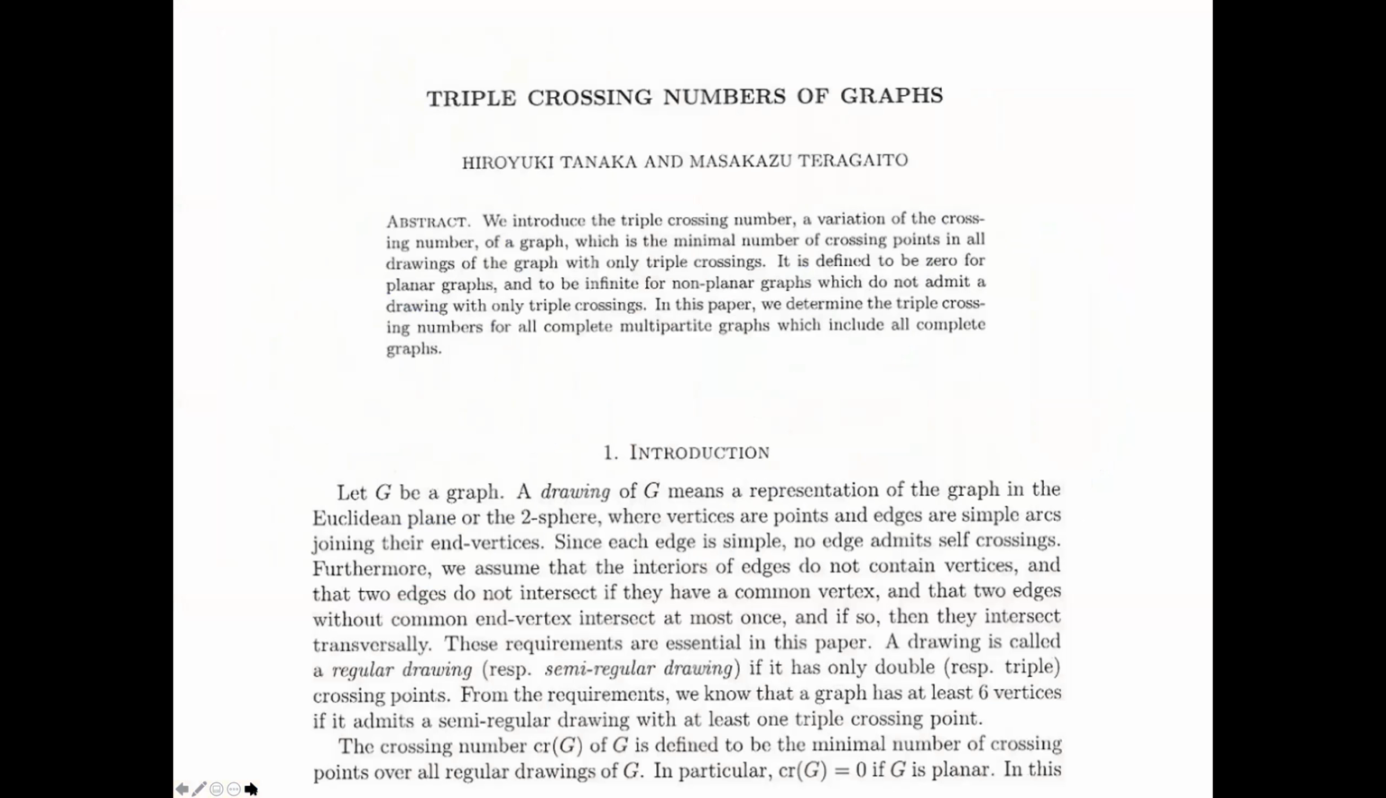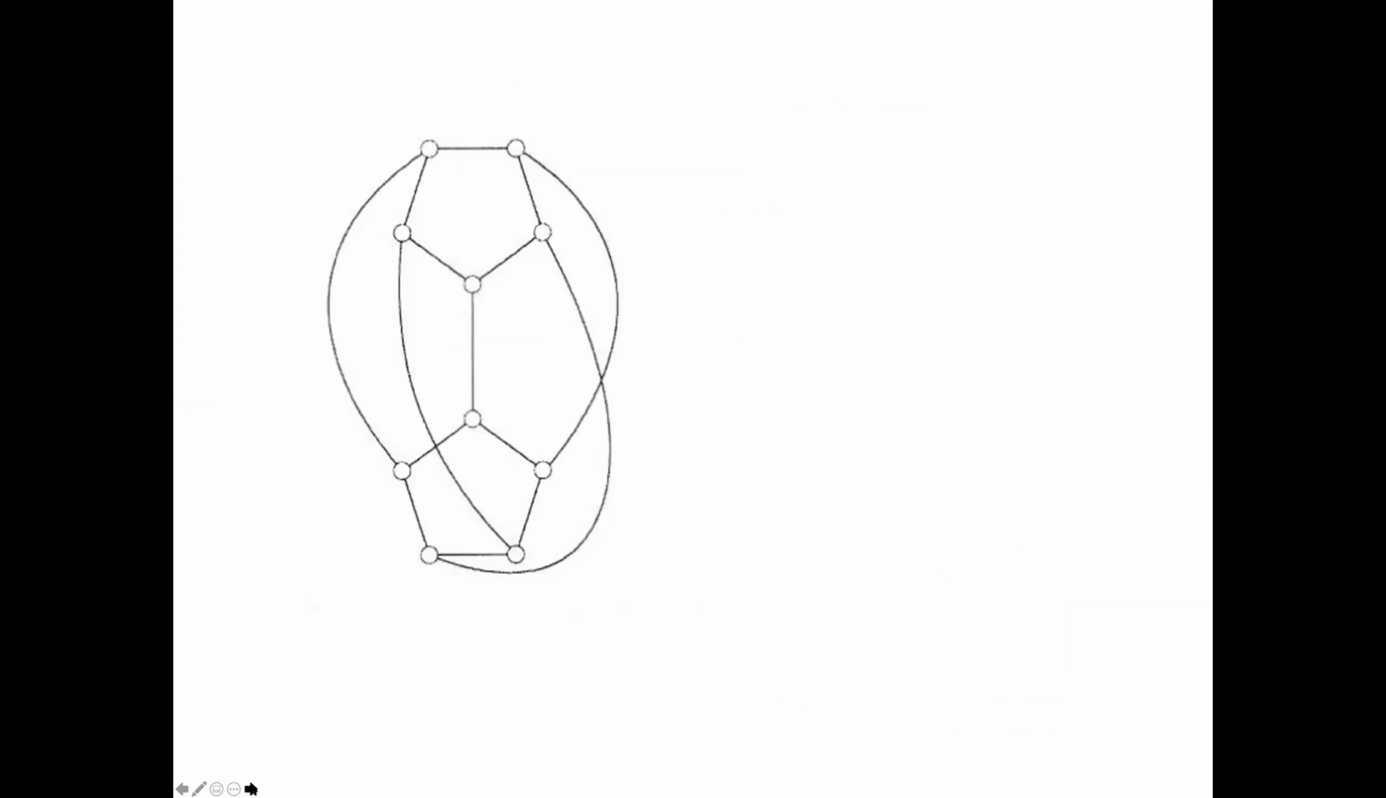Okay, the beginning of this talk actually dates from a paper that appeared on the arXiv called Triple Crossing Numbers of Graphs by Tanaka and Teragaito. And interestingly enough, this paper, as far as I know, has never appeared in print. It appeared on the arXiv maybe 10 years ago now, probably something like that. And this paper was interested in trying to depict graphs in as simple a picture as possible.